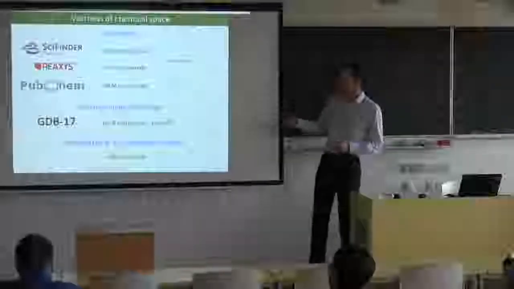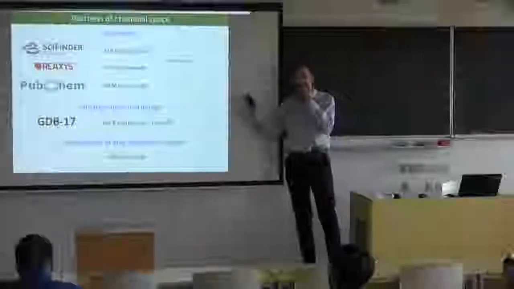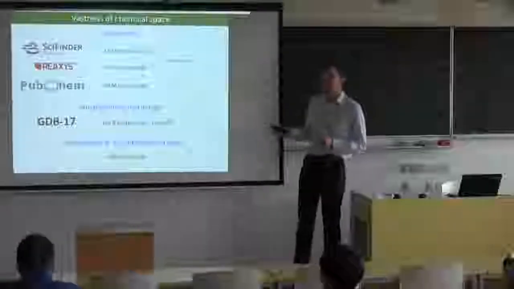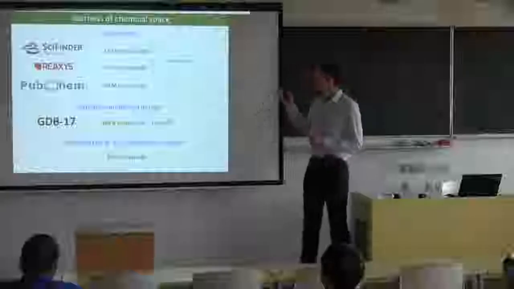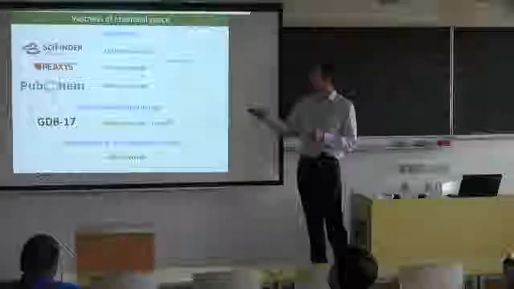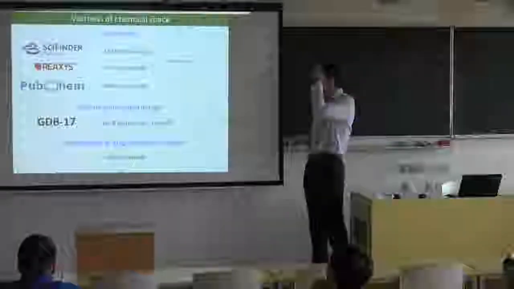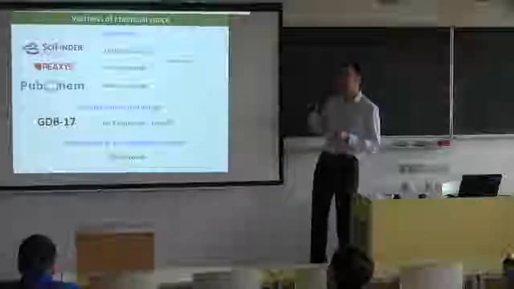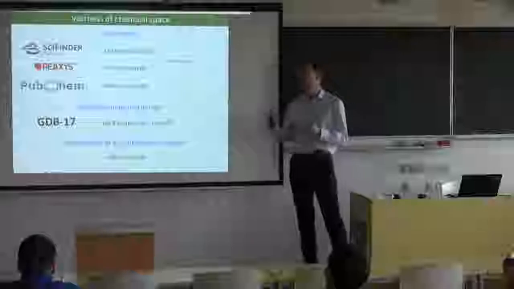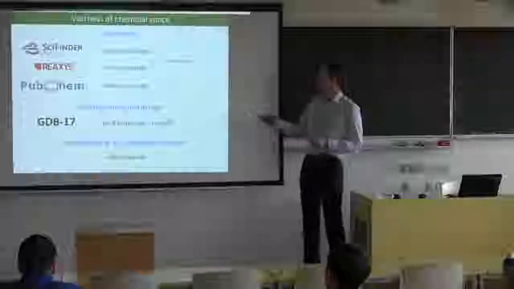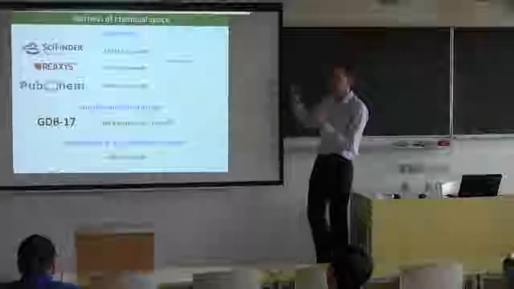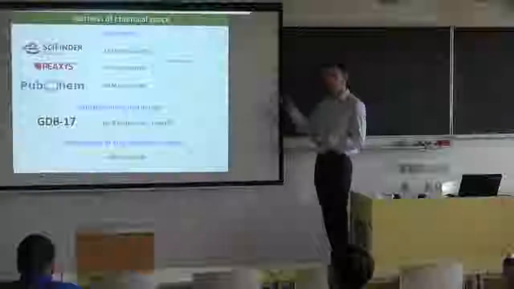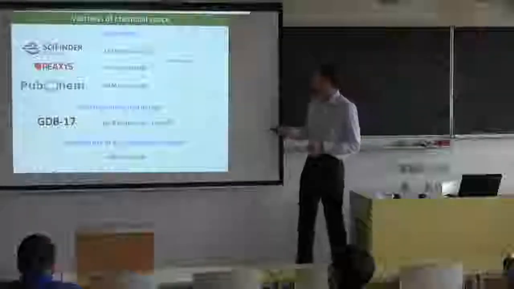Here are examples of available databases of compounds. Some of them are commercial, like CAS or Reaxys. Some of them are free, like PubChem, and they already contain quite a lot of compounds available for researchers. Not all of them are organic, of course; there are quite a lot of inorganic compounds, catalysts, and so on, but there are quite a lot of them.